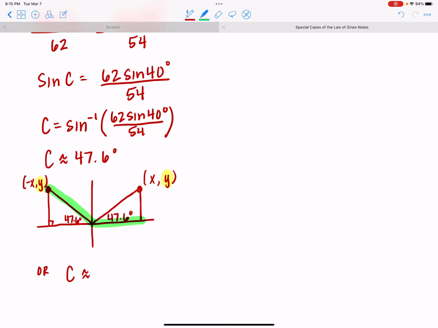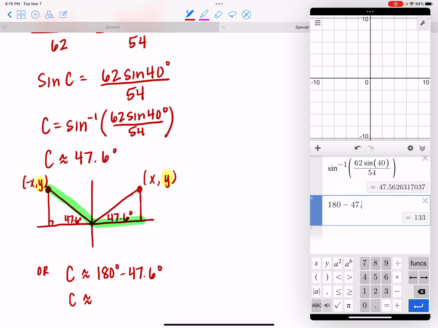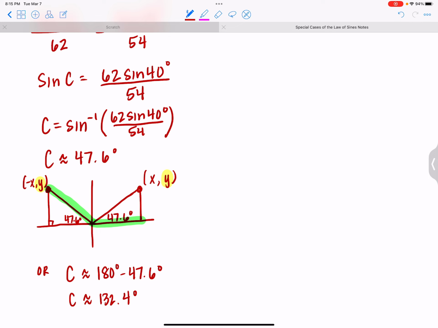Well, it doesn't go all the way to the 180 degrees. It is 47.6 degrees short. So I could say that it is, put my pen back on, 180 degrees minus the 47.6 degrees. So that would make it approximately, I'm not going to try to subtract and mess that up, 180 minus 47.6. It's approximately 132.4 degrees.